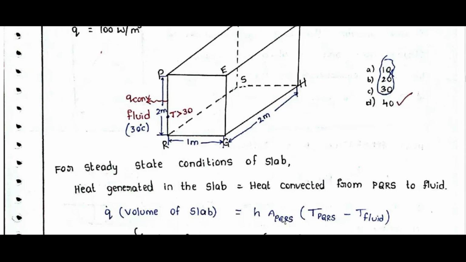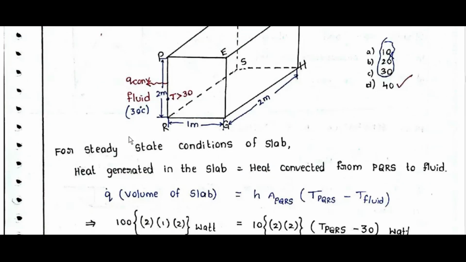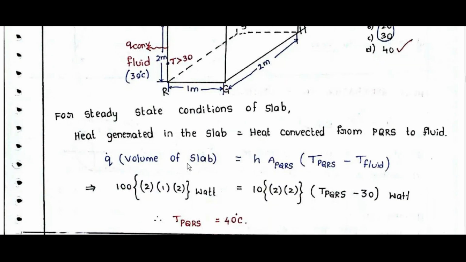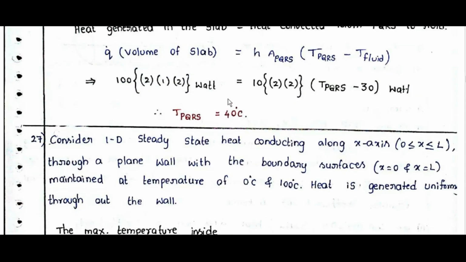Q dot into volume of slab. For steady state conditions of the slab, heat generated in the slab is equal to heat convected from PQRS to the fluid. Q dot into volume of slab is equal to h A PQRS into T PQRS minus T fluid. Okay.